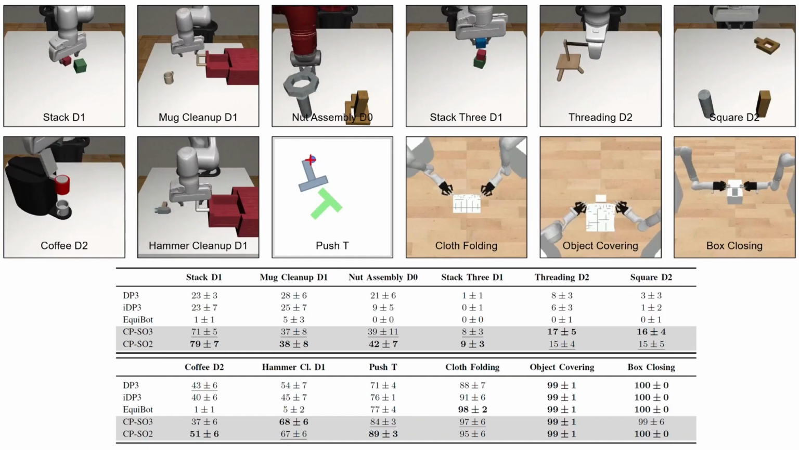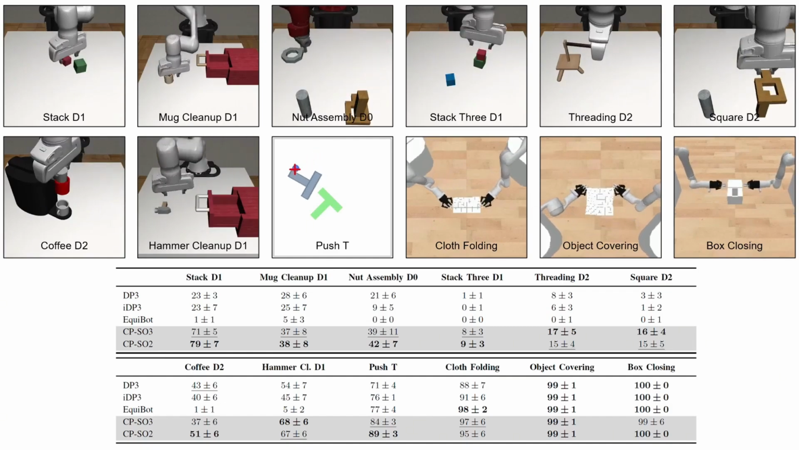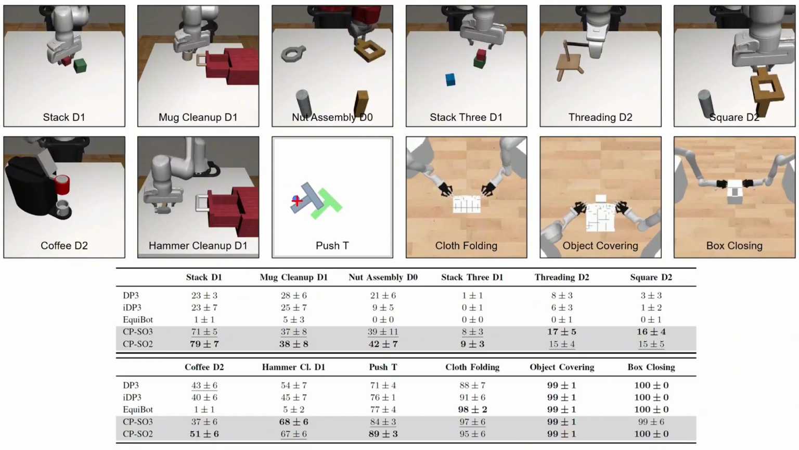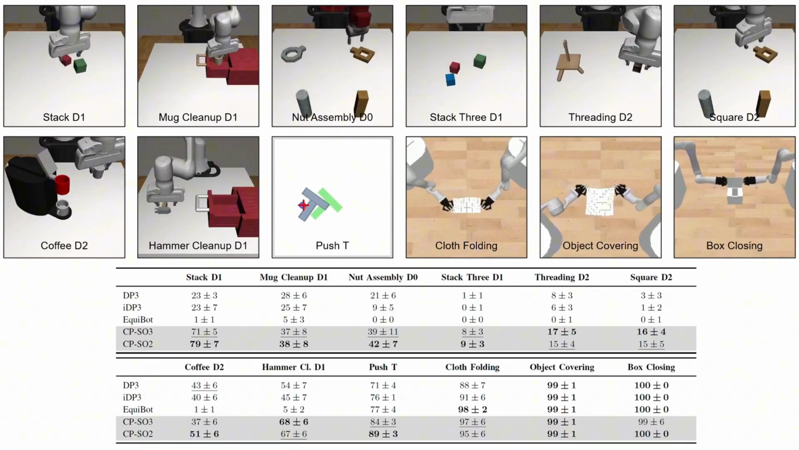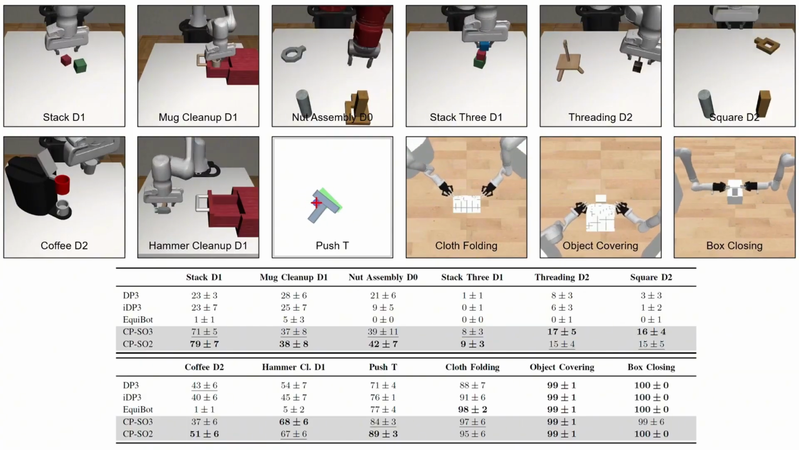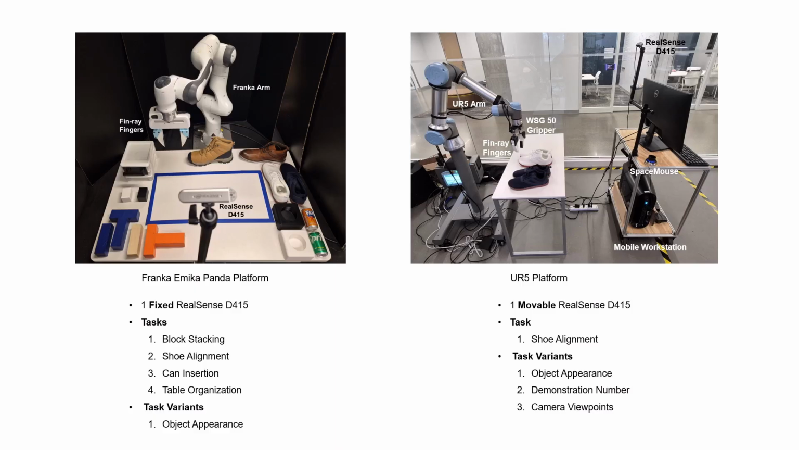We benchmarked canonical policy and several point cloud baselines across 12 simulation tasks. Canonical policy consistently outperforms all baselines, achieving an average task success improvement of 18%. We validate canonical policy on 4 real-world manipulation tasks, covering 16 evaluation settings involving distribution shifts in object appearance, shape, camera viewpoint, and robot platform.